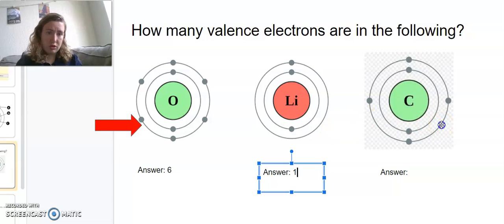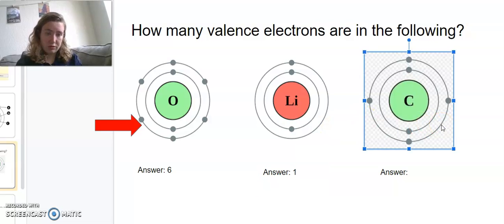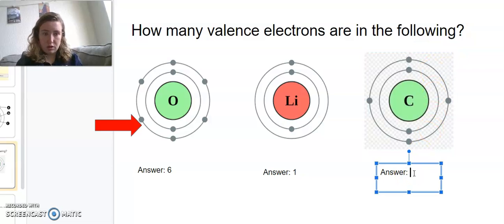And lastly, I'm going to look at this model of carbon. I see 1, 2, 3, 4 electrons in that outside circle. And I'm not counting these 2 in the middle. I'm only counting the valence shell, the most outside shell. So there are 4 valence electrons there.